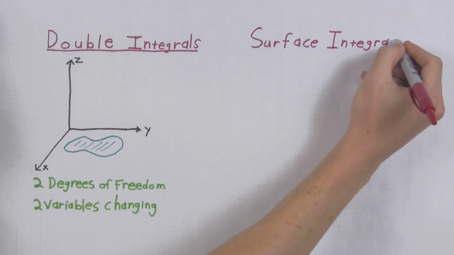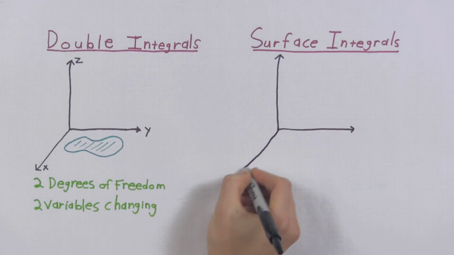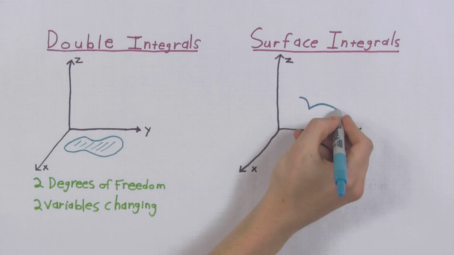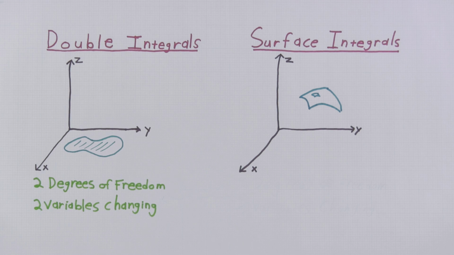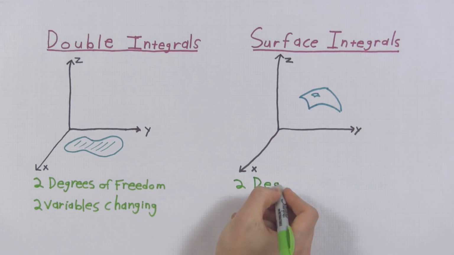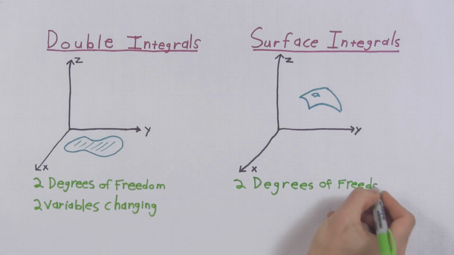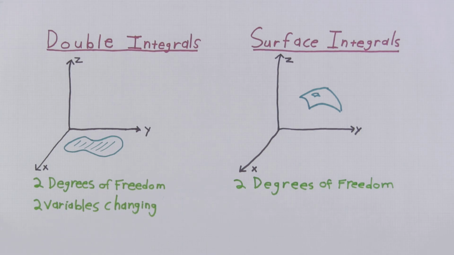In surface integrals, instead of integrating over a flat region in the xy plane, we're integrating over some generic surface that can be anywhere in 3 space, like this section of blue surface here. In this situation, we also have 2 degrees of freedom, because as soon as our x and y locations are determined, our z location is fixed. The shape that we're integrating over is still a two-dimensional surface. It's simply in 3 space this time.